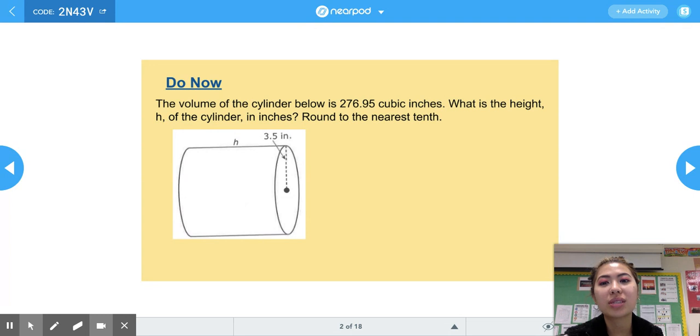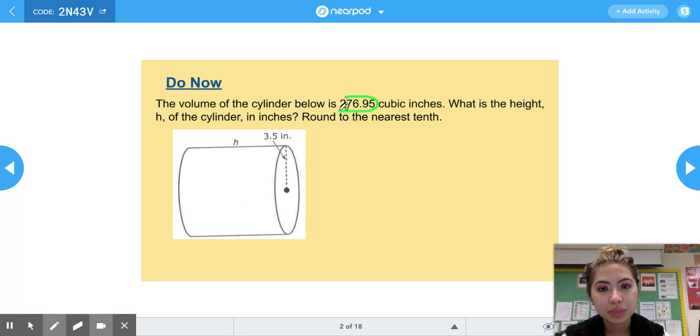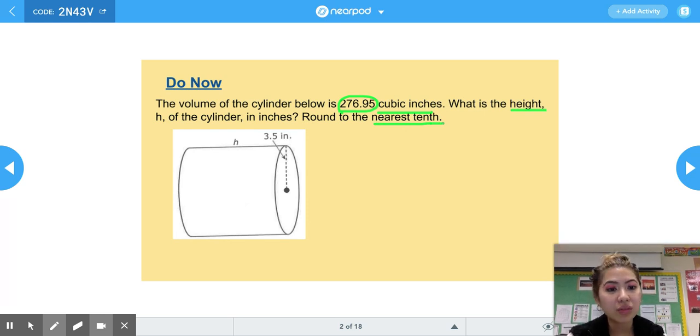Our do now reads: the volume of the cylinder below is 276.95 cubic inches. What is the height of the cylinder in inches, rounded to the nearest tenth? So we have to work backwards, since we're given the volume and we have to find the height. But we are given the radius of this cylinder.